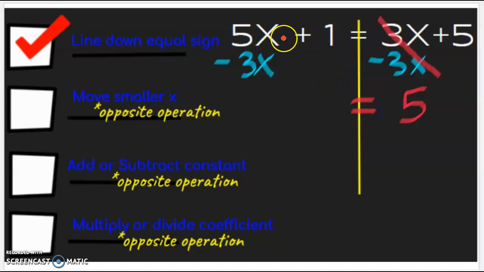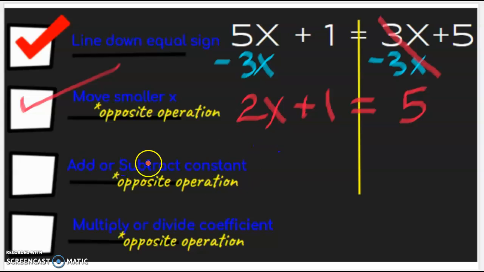On this side, my left-hand side, I'm going to simplify what I have, which means I'm just going to either add or subtract whatever I need to. So if I do 5x minus 3x, okay, imagine us crossing out 3 of those 5x's that we have in our model, right? So 5 minus 3 is 2, so I'm left with 2x plus 1. I moved my smaller x, so I'm going to check off on my checklist.